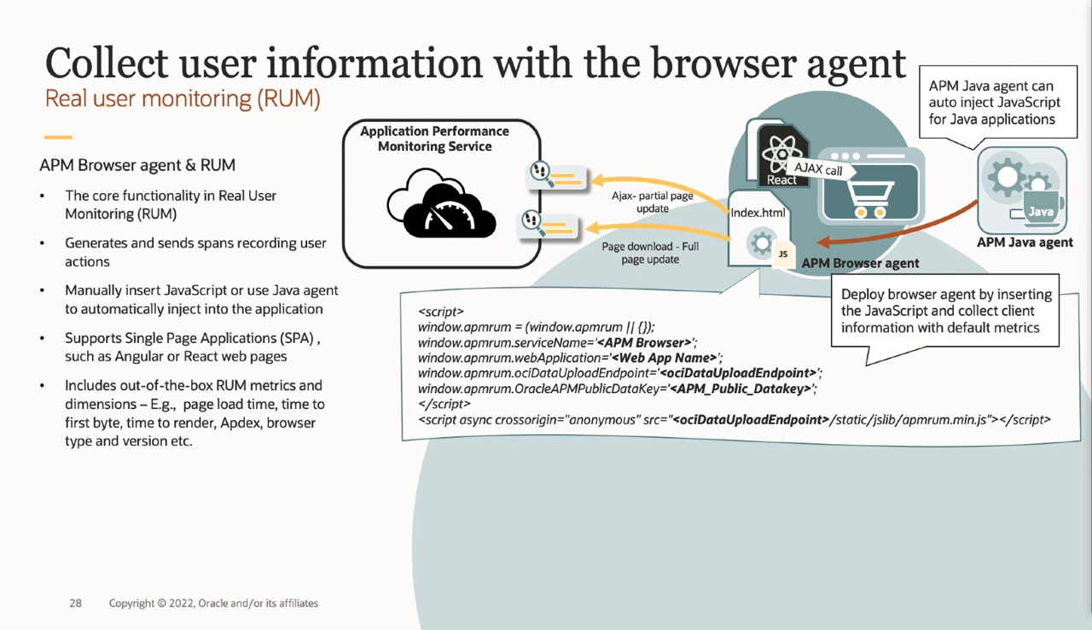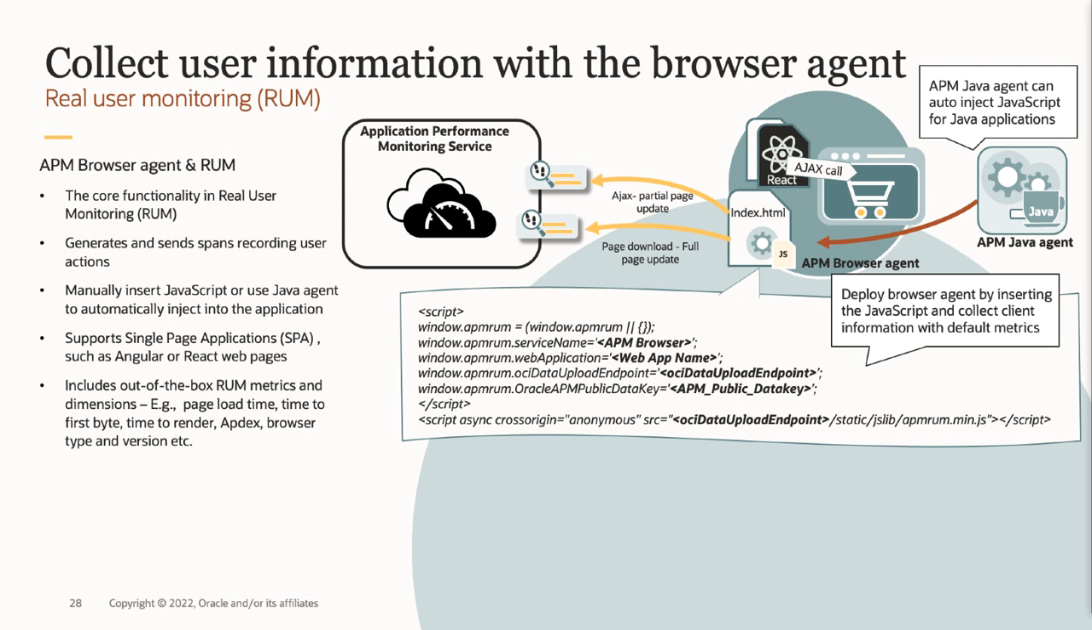The browser spans include out-of-the-box metrics and dimensions. For example, the page load time, or time to first byte, or time to render the page. Also includes Apdex scores. It also collects information related to the user's environment, such as IP address, location of the user, type of the browser, and so on. So it carries a lot of information by default.